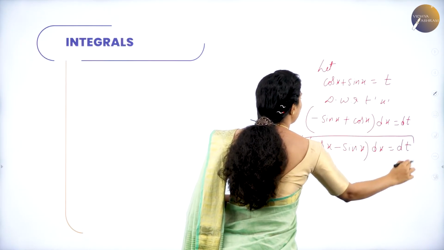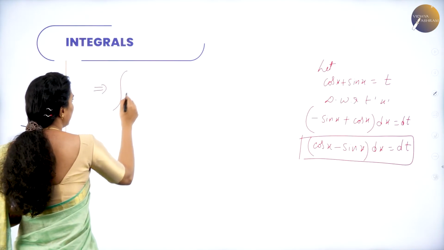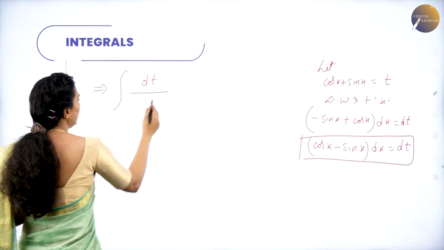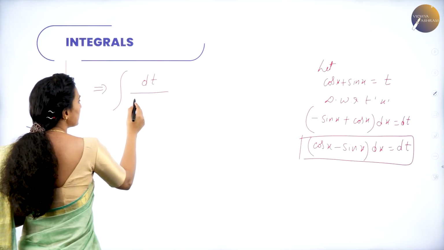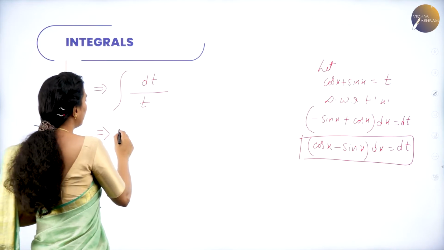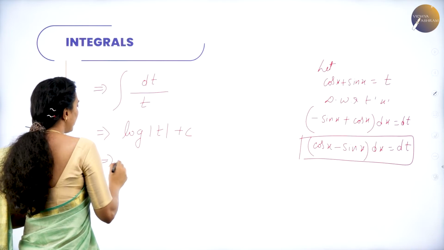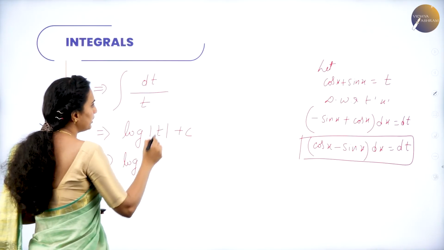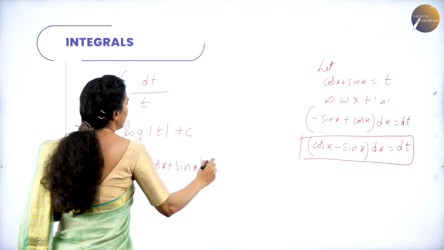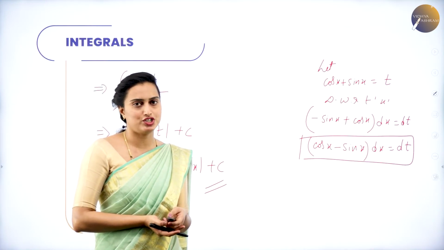Now substituting the numerator as dt and the denominator as t, we can observe cos x minus sin x into dx as dt, divided by the denominator, which is cos x plus sin x, as t. Now here you have the integration of 1 by t, which is nothing but log of mod t plus c. Now what is log of mod t? Log of modulus of the substituted cos x plus sin x plus c. Now this is your final answer you are going to get after simplification.